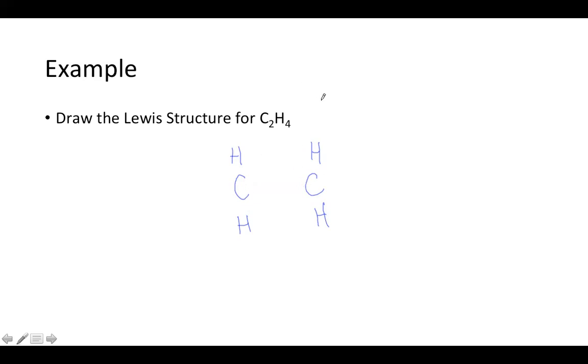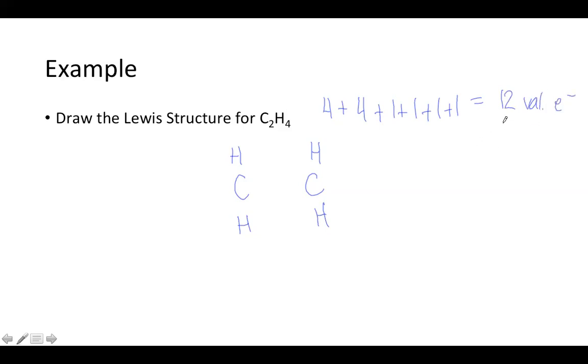All right, so after the skeletal structure, count your valence electrons. Carbon has 4 and there's 2 carbons, so 4 plus 4. Hydrogen has 1 and there's 4 of those. So in total this gives us 12 valence electrons.